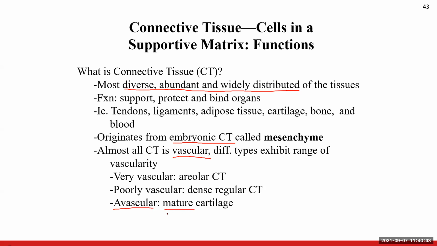Now notice it says mature cartilage. So when the cartilage is all grown up, it's mature and it's avascular. But as the cartilage is developing, when you're in the fetal stage, you will have some blood vessels there. An example of very vascular connective tissue is areolar connective tissue. That is a type of loose connective tissue. An example of poorly vascularized or low vascularity is dense regular connective tissue. That's going to be your tendons and ligaments. We'll go into some of this.